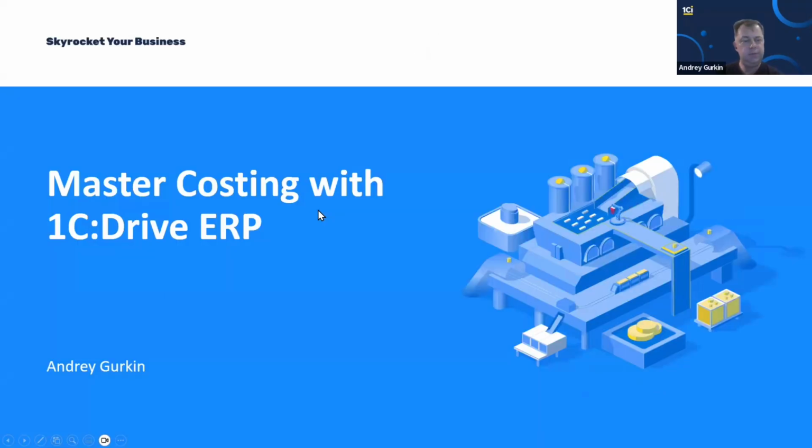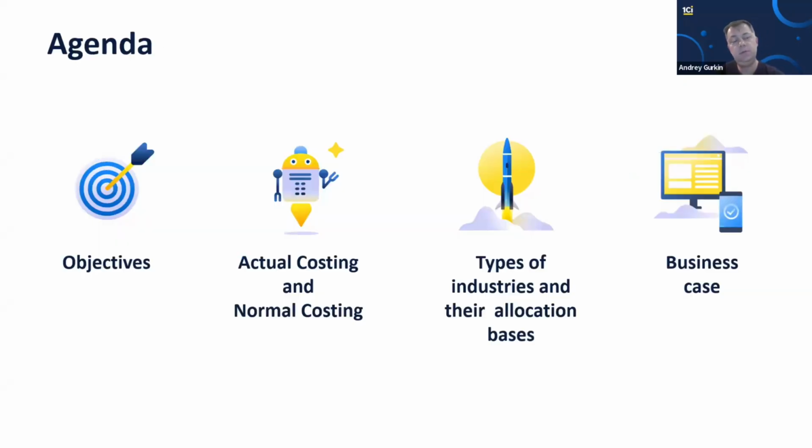So today we will be discussing how we can master costing with 1C ERP. First of all, we will start with the objectives of this webinar. Then we will talk about the differences between actual costing and normal costing, different types of industries and their allocation basis. And in the middle of the webinar, we will be switching between the business cases, the allocation basis, and 1C Drive in particular.